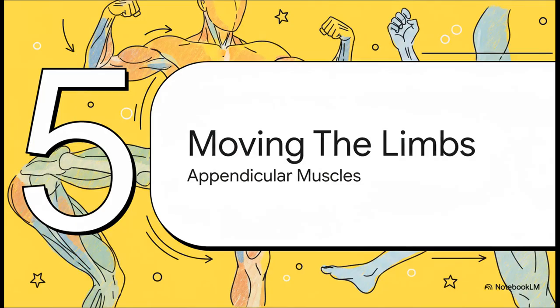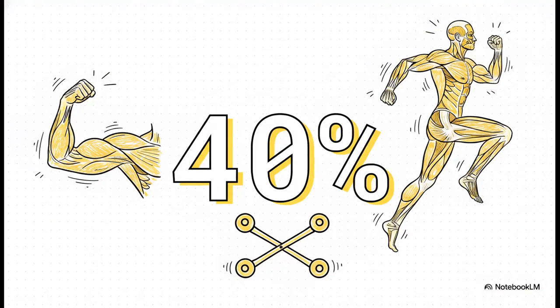Section 5. Moving the limbs. Now we move outward from the core to explore the levers of our biological machine. So if the axial division was 60%, the appendicular muscles make up the remaining 40% of our skeletal muscles. Their sole purpose is to support, stabilize, move, and brace the appendicular skeleton, meaning your arms and legs.